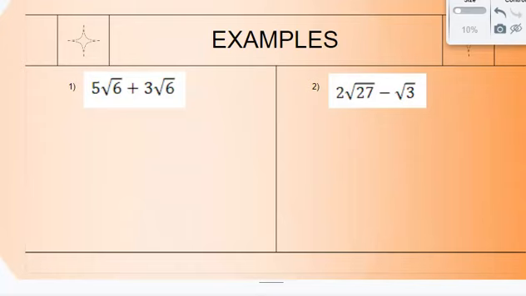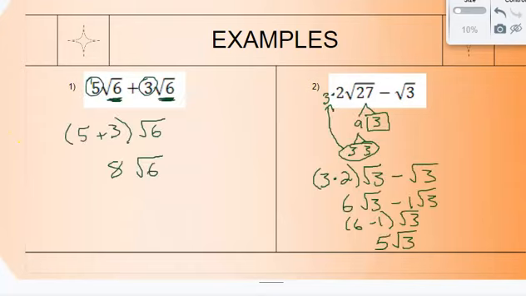Let's do some examples together now. Okay, I've written out all the steps first so that I can walk through them with you. Notice we have like terms here. Both of these have square root 6. So all we have to do is take the numbers in front, the 5 and the 3, and add them together. Now I wrote the step so that you can look back at this and see how to do it.